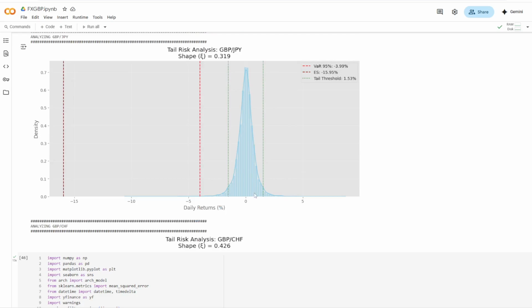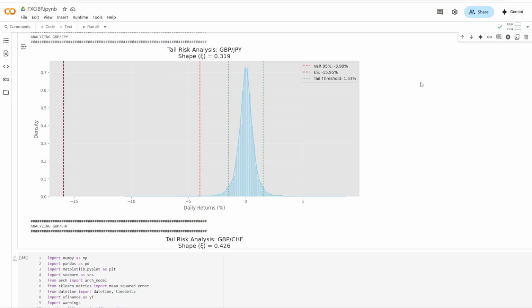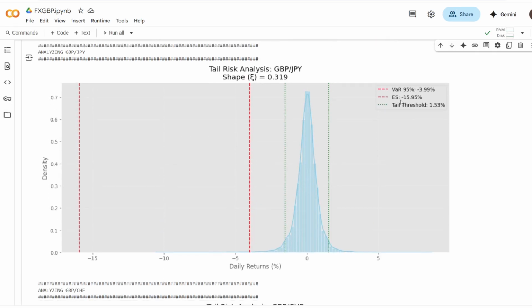And this Gaussian chart is very interesting. Here, for example, pound Japanese yen, we have an expected shortfall as large as minus 15.95%. I don't know if you can all read it. Expected shortfall minus 15.95%.